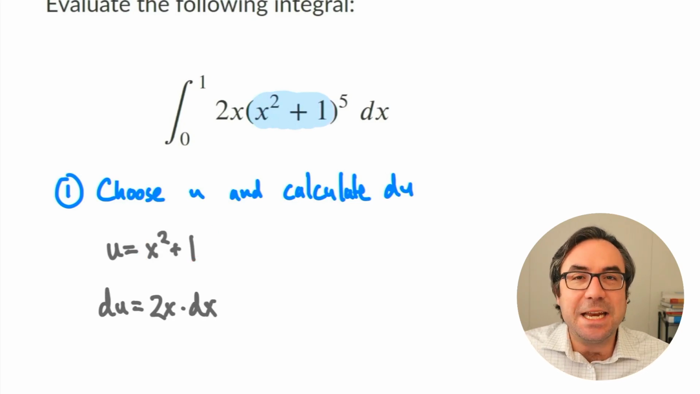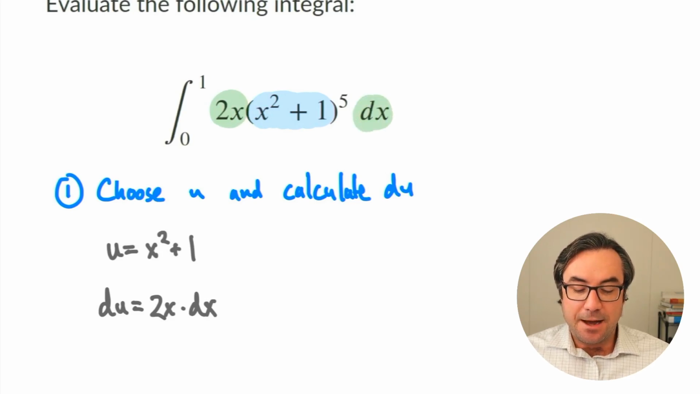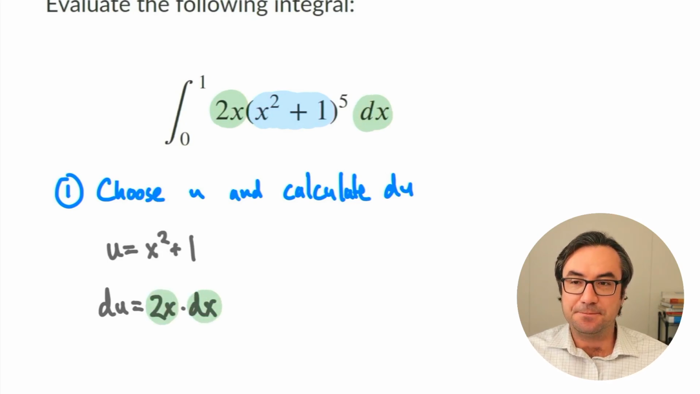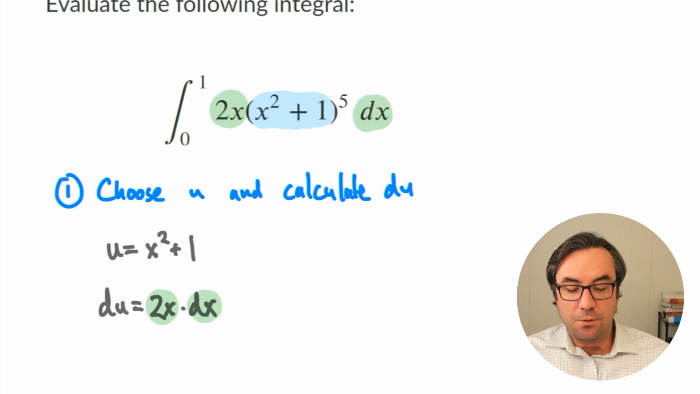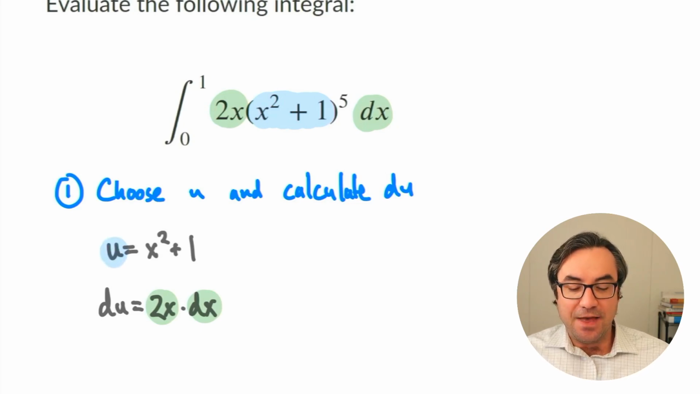And we're taking it easy for this first example. So we see that this leftover piece, this 2x, and the dx that we have in our integral here match up nicely with what we just calculated. So we know that we're going to be able to replace this x squared plus 1 with u, by design. And then we're going to be able to replace this 2x dx with du.